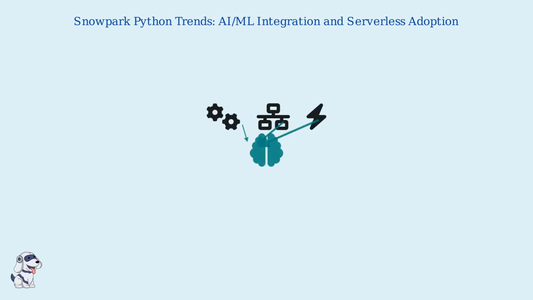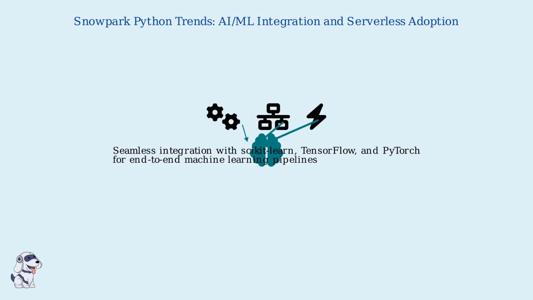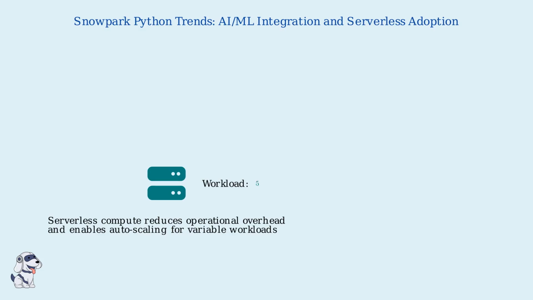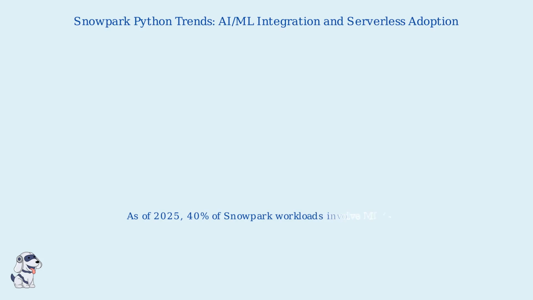Snowpark is increasingly used for end-to-end machine learning pipelines, integrating seamlessly with popular tools like scikit-learn, TensorFlow, and PyTorch. This integration allows data scientists to train and deploy models directly within Snowflake's secure environment, without needing to move data. The shift towards Snowflake's serverless compute reduces operational overhead and enables autoscaling for variable workloads. As of 2025, 40% of Snowpark workloads involve ML tasks, demonstrating the growing adoption of these capabilities.